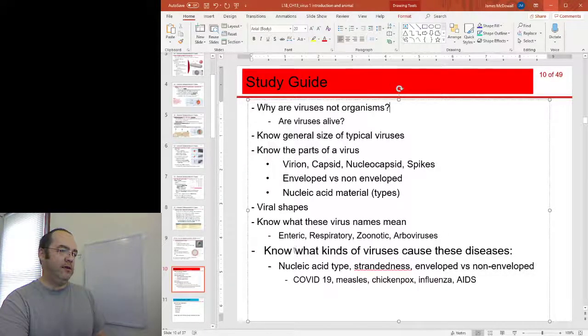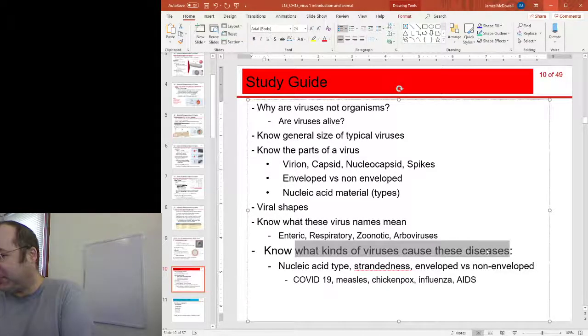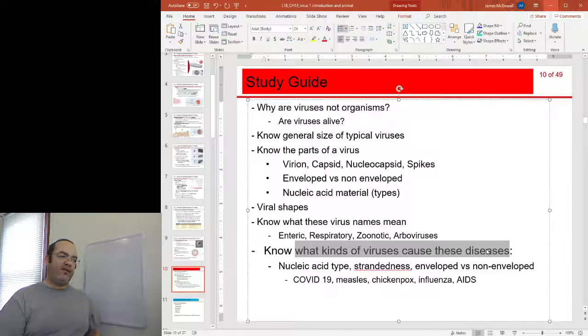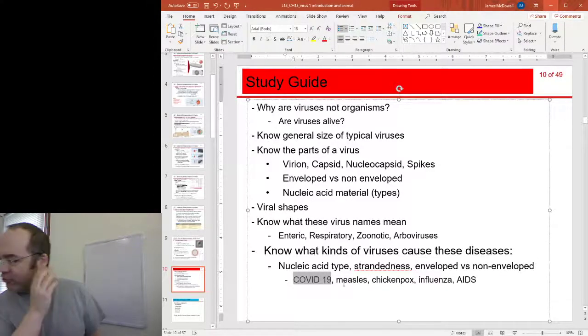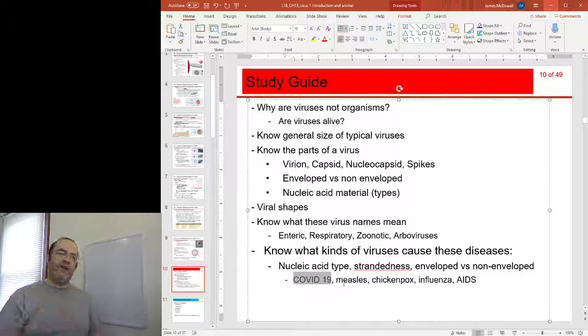And I'll give you a task to look through the tables on pages 336 and 337. Take a look at the nucleic acid type, the strandedness, the presence or absence of an envelope, and I think coronavirus is in there, COVID-19 in particular, but which kinds of viruses cause these diseases? COVID-19, measles, chickenpox, influenza, and AIDS.